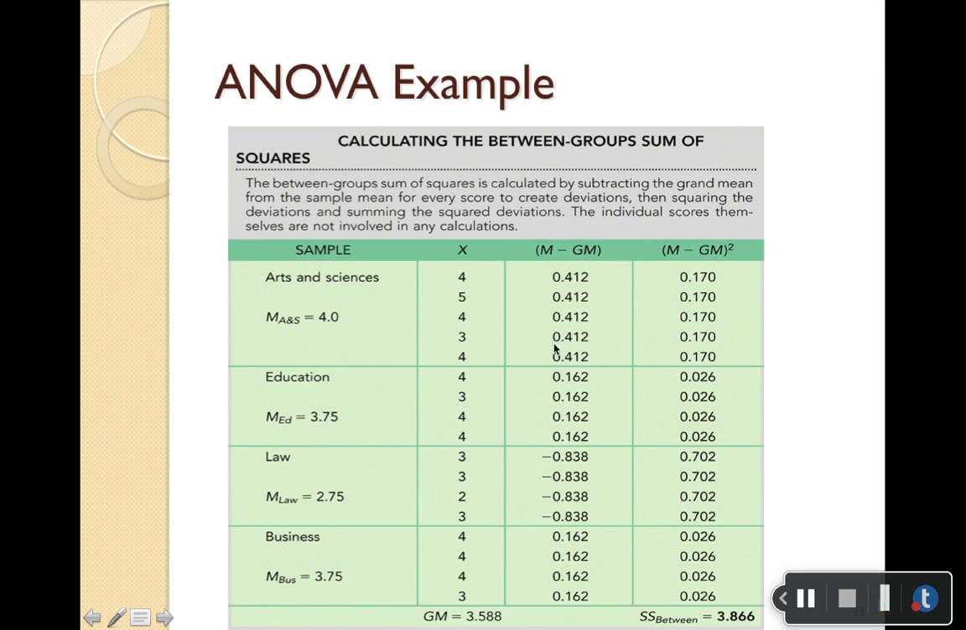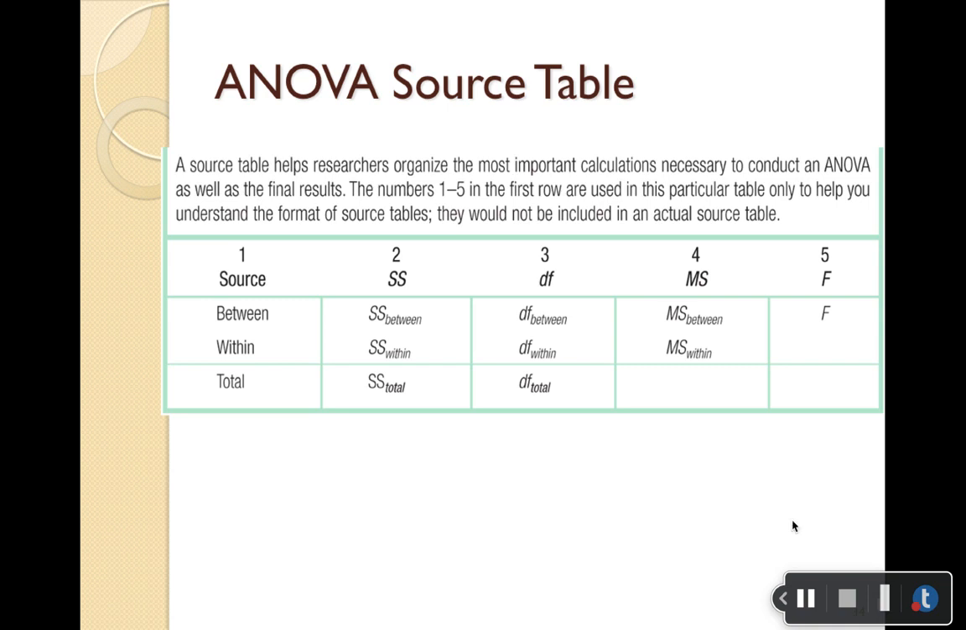So you can see that column here in the middle hasn't changed. We've subtracted 3.588 from 4.0, and we've done it 5 times, or for every single case. Same thing for education. We subtract 3.588 from 3.75, and we did it 4 times because there's 4 people in that group. So you can see now we've done the exact same process. We subtract those deviations, we square them, and we sum them all up. And that gives us a sum of squares between of 3.866. So now we've calculated these 3 types of variability, or these 3 types of sums of squares. So what do we do with these now in order to calculate our ANOVA test?